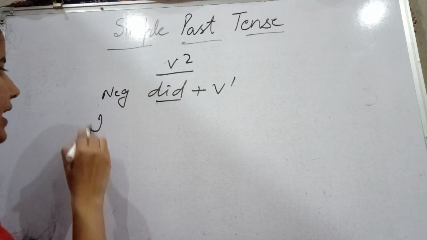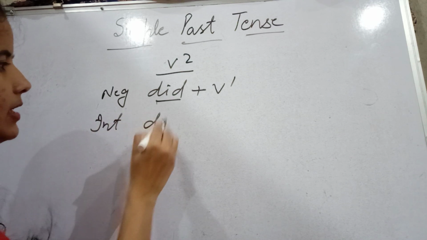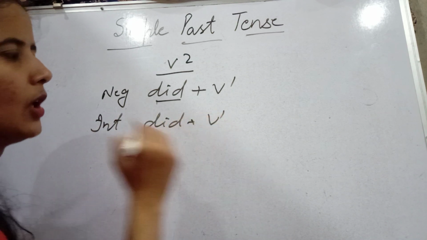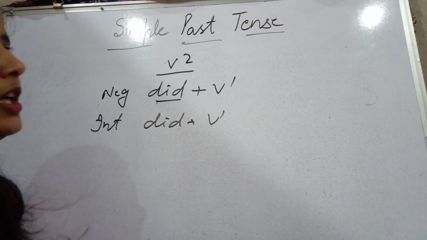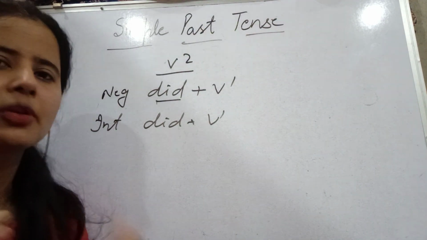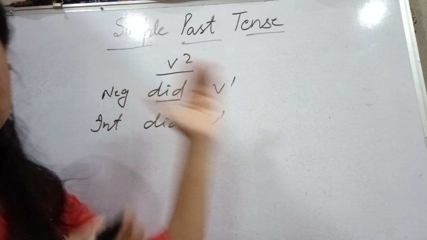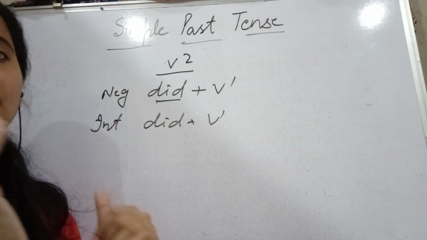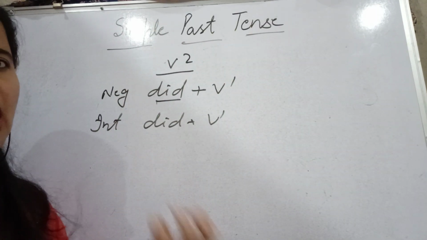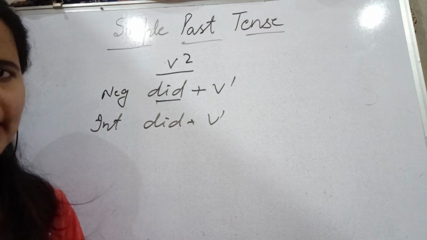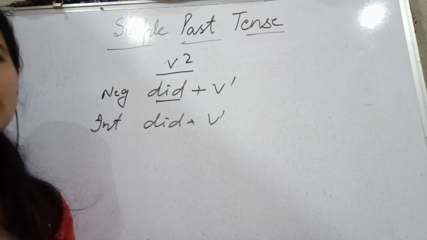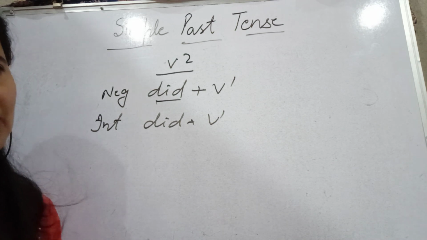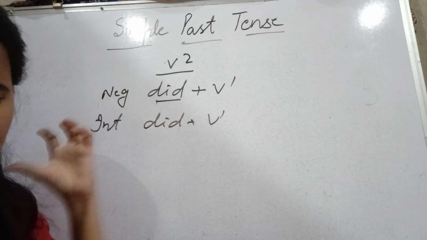And in an interrogative sentence as well, we will use did plus V1. Just remember the structure. Both the structures will be there. The structures are the most important thing in tenses. So you should know the structure of affirmative, negative, and interrogative sentences. After learning the structure, you just need to learn the helping verbs and main verbs of all the tenses.